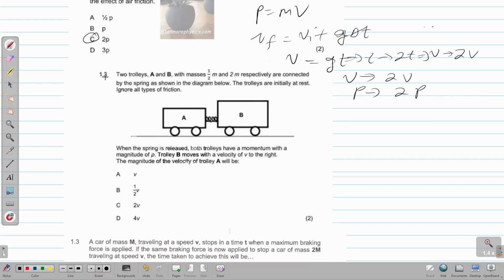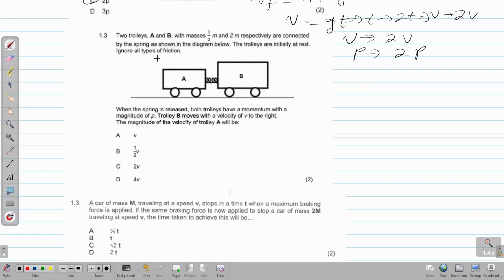Right. Let's look at 1.3. Two trolleys A and B with masses half m and 2m respectively are connected by a spring as shown in the diagram below. The trolleys are initially at rest, so the momentum is 0. Ignore all types of friction. When the spring is released, both trolleys have a momentum of magnitude p. Trolley B moves with a velocity v to the right. The magnitude of the velocity of trolley A will be.